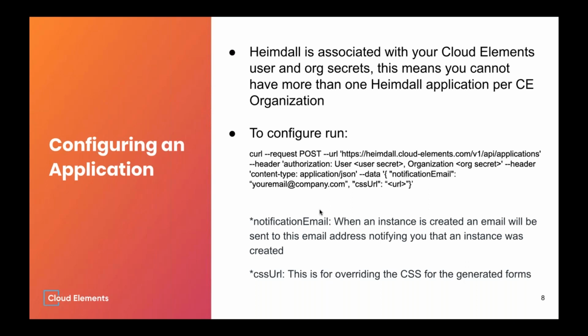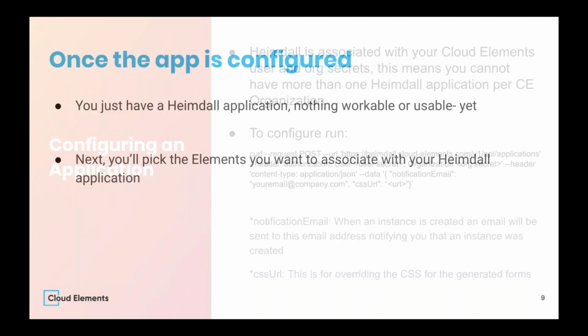And then the CSS URL, you don't have to include. This is for overriding the CSS for the generated form. So Heimdall comes with a pretty low level of CSS. It's very basic, basic gray boxes for authentication. And then if you wanted to override this, you could add a CSS URL that overrides the existing CSS. And then you would insert that here when you create your Heimdall application.